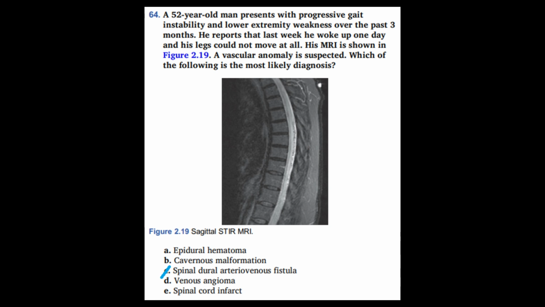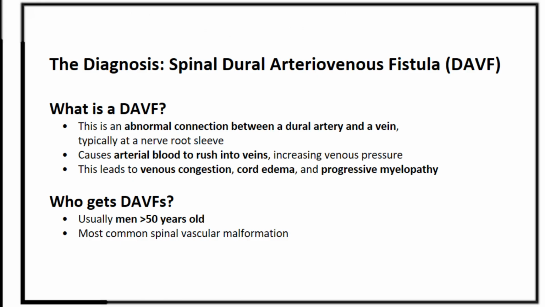And let's break it down. What is a dural arteriovenous fistula? This is an abnormal connection between the dural artery and a vein, especially at the nerve root sleeve, and it causes arterial blood to rush into veins, increasing venous pressure. This pressure leads to venous congestion, called edema, and progressive myelopathy.